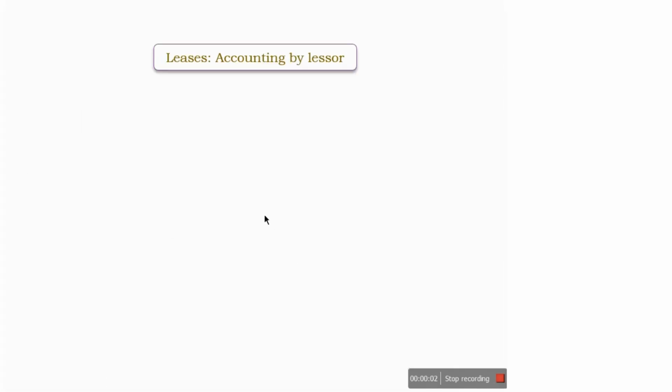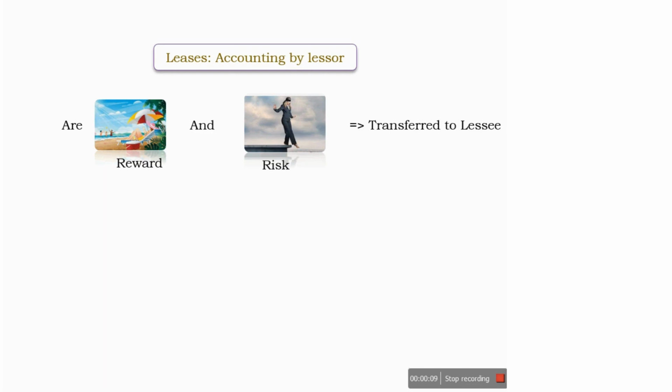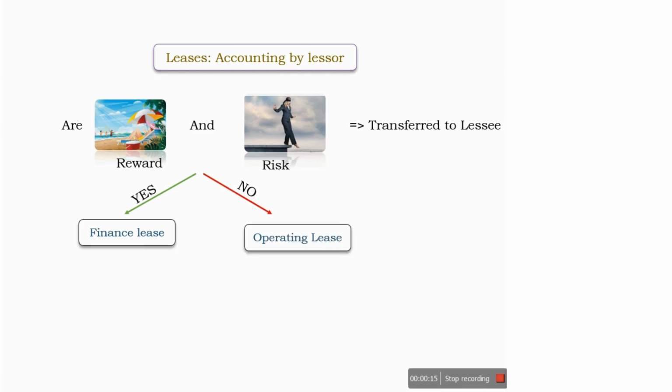Let's discuss accounting by the lessor. In this case, we need to check whether the rewards and risks are being transferred to the lessee. If the answer is yes, it will be classified as a finance lease, and if the answer is no, it will be classified as an operating lease. IND AS 116 provides some indicators of a finance lease.